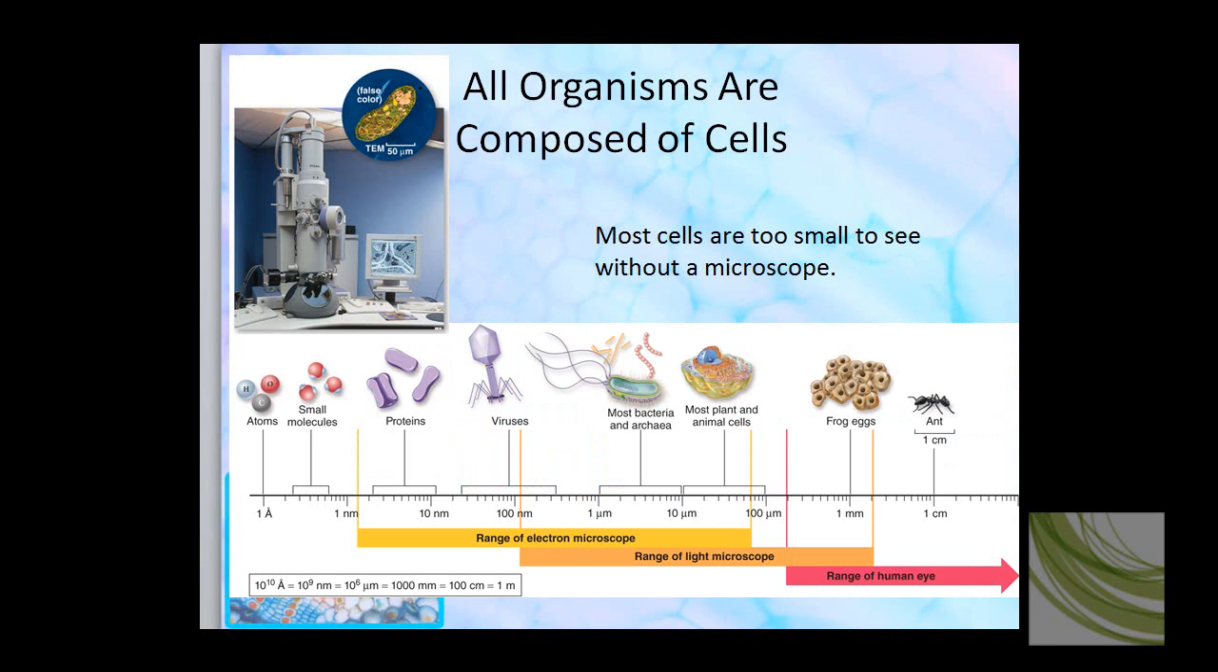These cells can be very large or they can be very small. The largest cells would be things like an ostrich egg. An egg is a single cell. Here's frog eggs, plant cells, bacterial cells. These are micrometers. Viruses, and very small molecules. A lot of cells fall into the range of the light microscope, which you will learn about in lab.